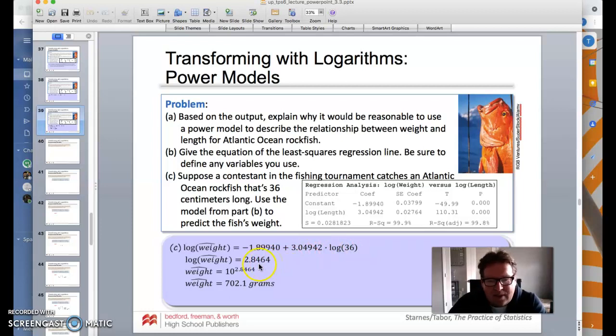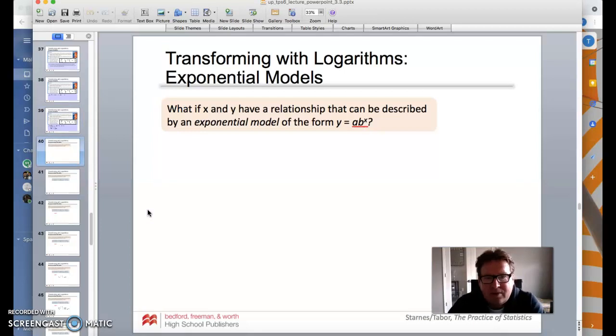All right, now once again, here's the trick. How did we get from here to here? Well, remember, if it's the log, to undo that, what we do is we take 10 raised to this as the exponent. So we're going to go 10 to this as the exponent. That gets rid of the log part. And in which case, solving that, we would figure this out. We would get 702.1 grams from our predictor using logarithms to make it linear. Okay, so it's another process, very similar.